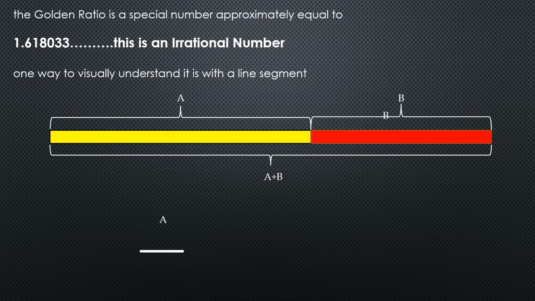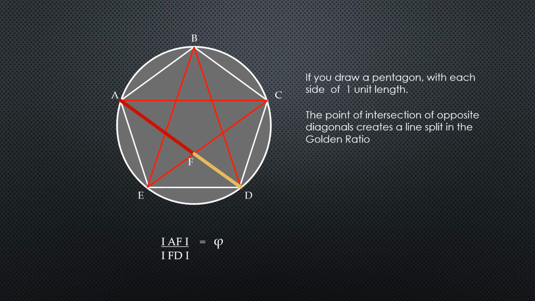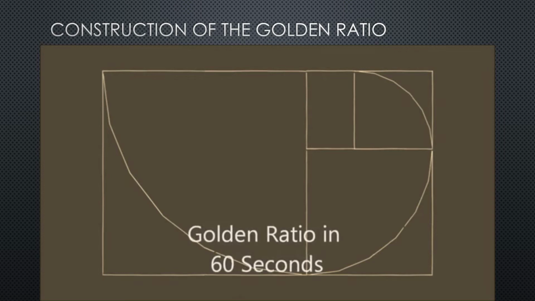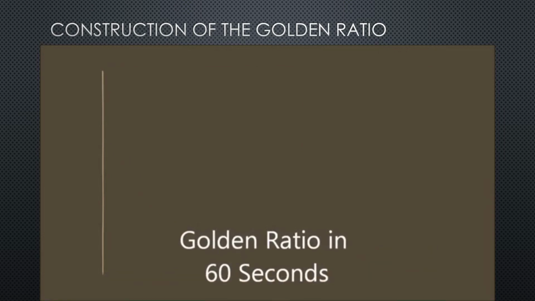If the ratio of lengths of A and B is equal to the ratio of whole length of the line segment and A, then this ratio is the golden ratio, whose value is 1.618. If you draw a pentagon with each side of 1 unit length, the point of intersection of opposite diagonals creates a line split in the golden ratio. A golden rectangle is a rectangle whose side lengths are in the golden ratio. You will now watch a small sketch of the process of constructing a golden rectangle.